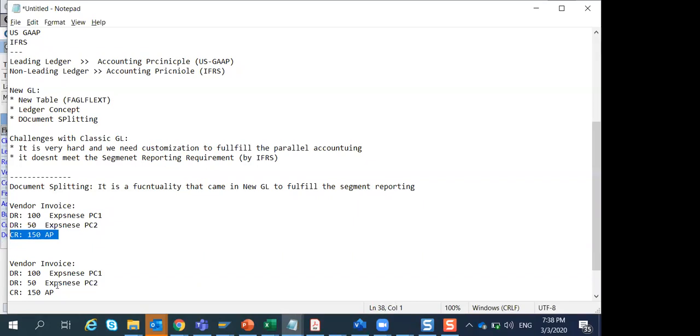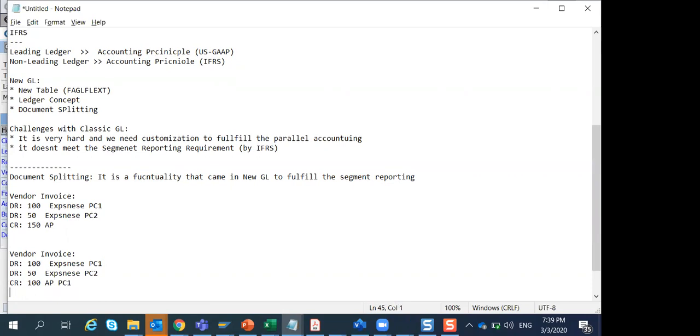For example, as you can see here, $100 to profit center one and $50 to profit center two. So what document splitting did is keep $100 for the account payable to profit center one, and add another line item. It split this line item into two. So now we have $50 account payable to profit center two. Does that make sense?